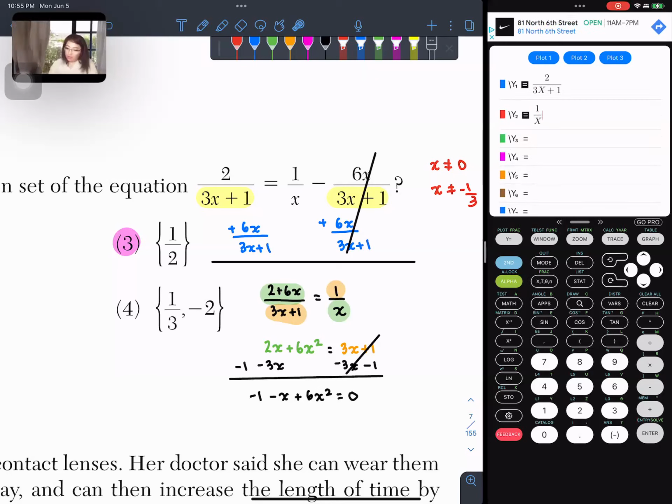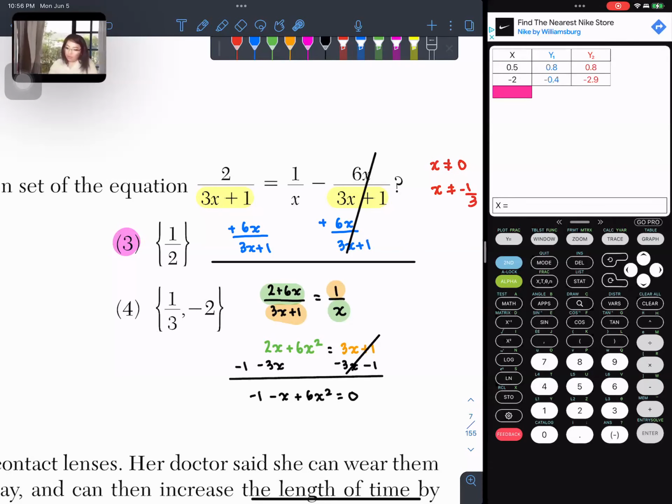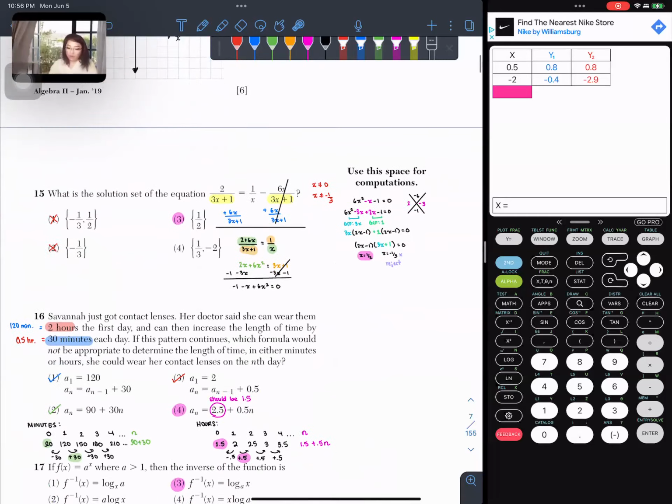1 over x. This is like if you run out of time and just really quickly, honestly, for me, I probably use this function. I'm going to change this to ask, and then you can type in 0.5, and look, they both equal, and you type in negative 2 and it doesn't work. So you know that choice 3 is correct and choice 4 is wrong.